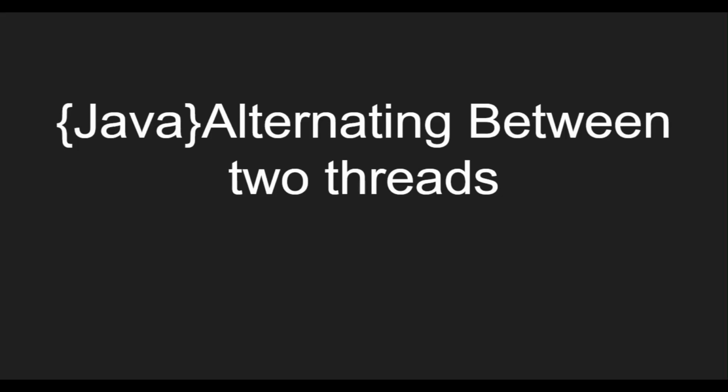Today we will see how to write a Java program to alternate between two threads using synchronization. So we will basically spin up two threads, which will do some task and then give control to the other thread, let it complete its task, and come back to this thread again.